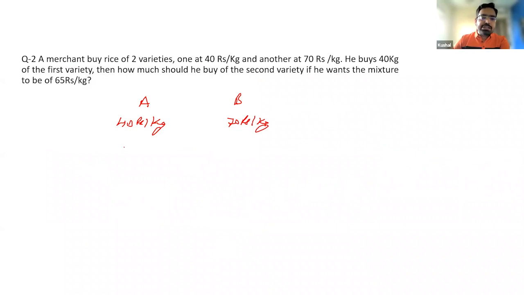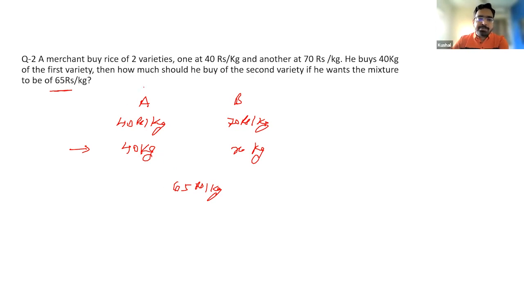He buys 40 kgs of the first variety, very similar to the previous question, but over here, they've given you this quantity. And how much should he buy of the second variety? So I'm taking X kgs for the second variety, if he wants the mixture to be at 65 rupees per kg. If you are able to organize this data like this, you are getting down to the answer very, very quickly. Let me quickly show you how I will do it, and then of course, I'll make the generic equation and show it to you.